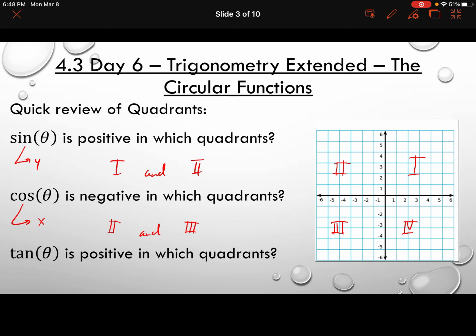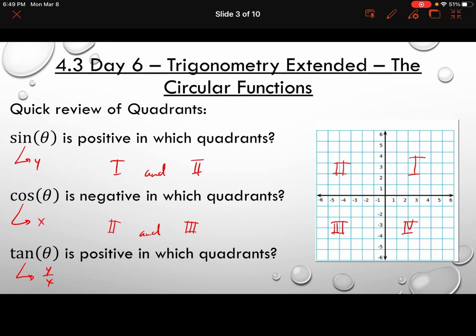Tangent of theta, now this one might be a little bit trickier. We know that tangent of theta is equal to y over x. So let's think about this. You're dividing 2 numbers, in other words. You have y divided by x. Well, in order for your result to be positive from y divided by x, either both y and x are positive numbers or y and x are both negative numbers, right? Because if you divide 2 negative numbers, you get a positive. If you divide 2 positive numbers, you get a positive.